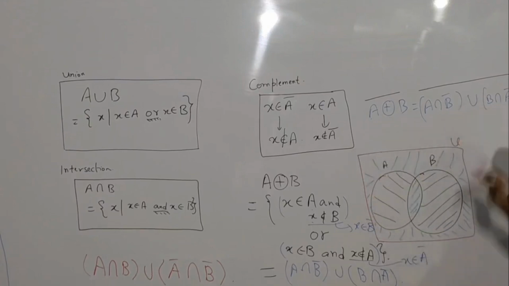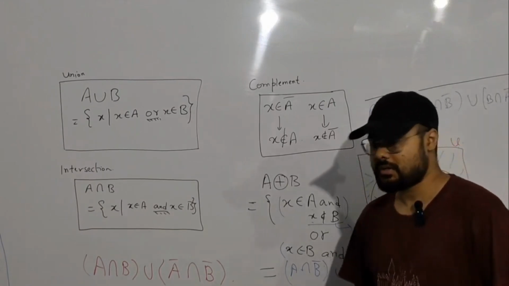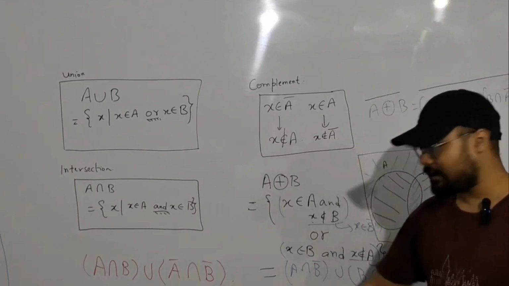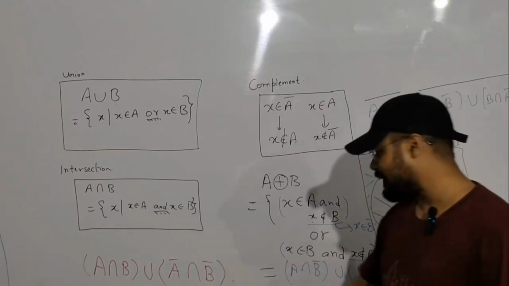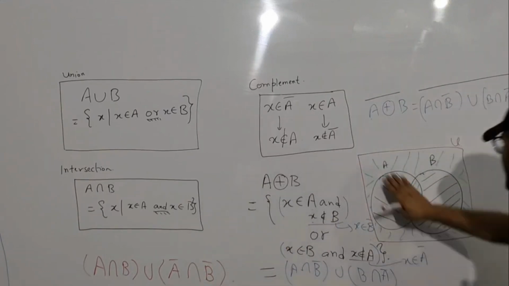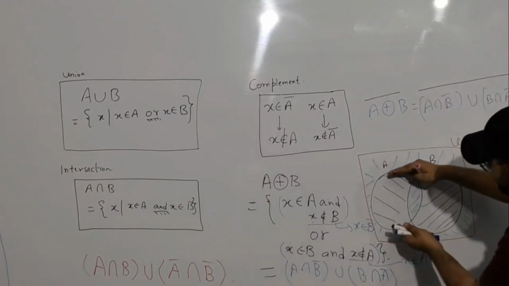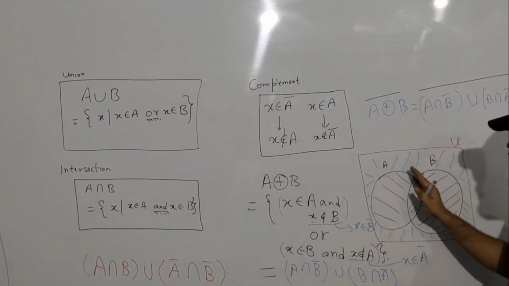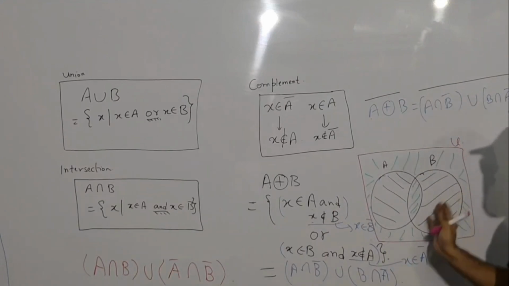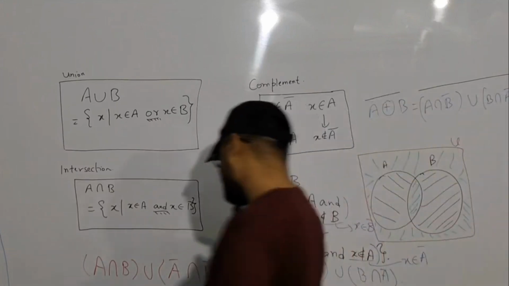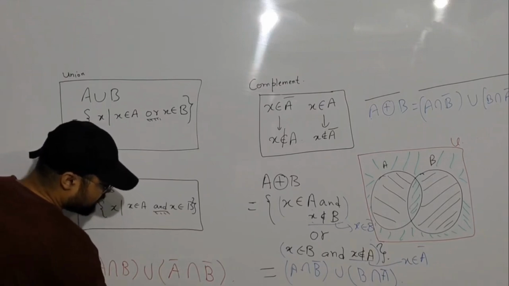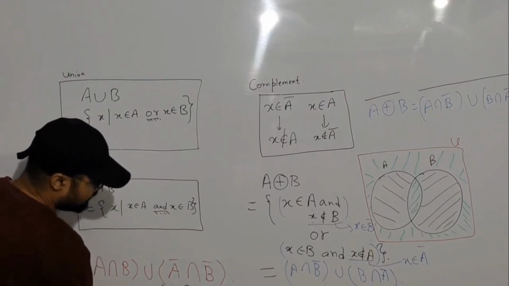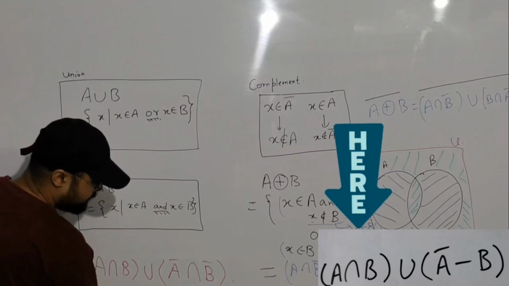Now let's take De Morgan's law and see if we arrive at this or not. One more thing: while I was writing directly from the Venn diagram, I thought of writing A complement. A complement will include everything apart from A, but I wanted to subtract B from it. So I wanted to do something like A complement minus B complement. No, A complement minus B. I wanted to do this.